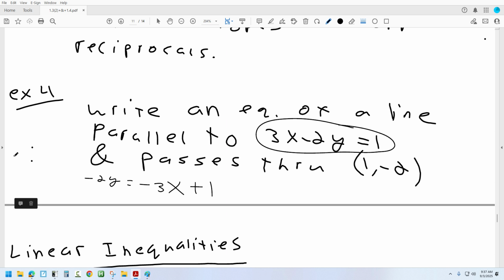And what would be my last step to get y by itself there? Yeah, Marcelo? Divide by -2. So that's going to give me y equals 3 over 2x, plus, or actually it's going to be minus a half.